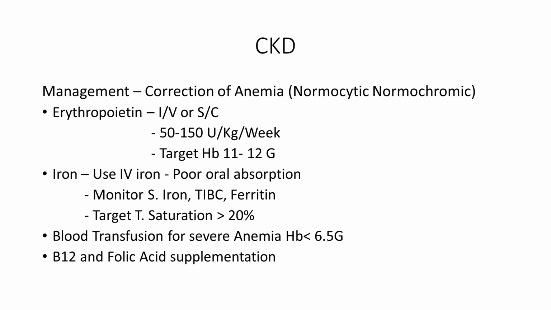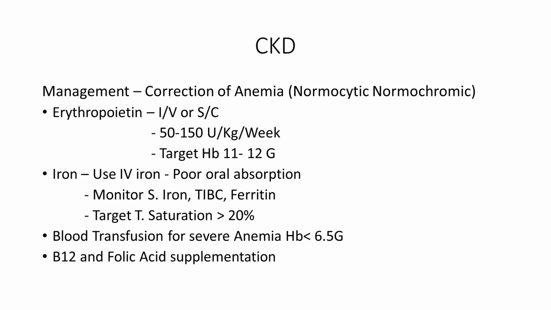Now, to correct the anemia, you use erythropoietin. It can be used IV and subcutaneous. The subcutaneous is a better option. The dose is 50 to 150 units per kilogram per week, and one should target hemoglobin between 11 to 12 grams. But before starting erythropoietin, you have to find out the iron status. In these patients, if the iron levels are low, erythropoietin is not going to be of any use.